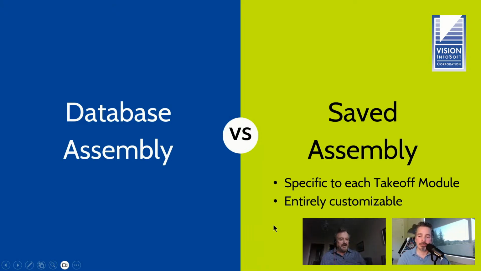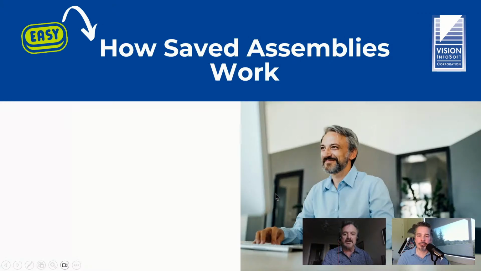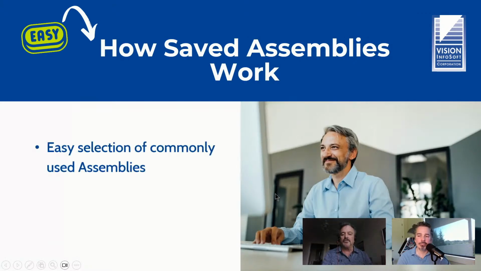They are specific to each module. Like I said, fixtures has its own saved assembly list. Feeders has its own, branch circuits, cable takeoff, most of the different takeoff modules have their own list of saved assemblies, and they are entirely customizable. Keep in mind the system initially comes with a pretty comprehensive list of saved assemblies. One of the things we'll cover today is a little bit of explanation on how you could add to the list and how you can change what's on the list. We're going to cover that in a couple different places in the program.